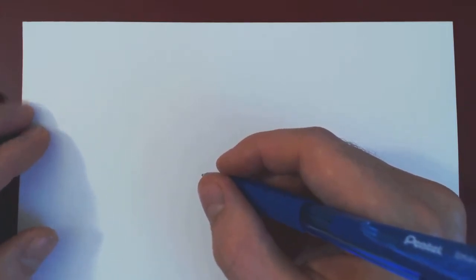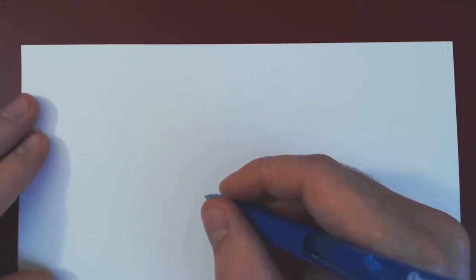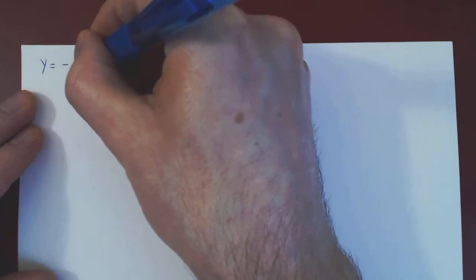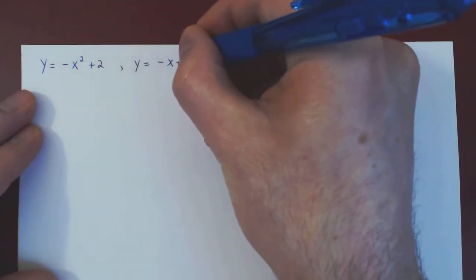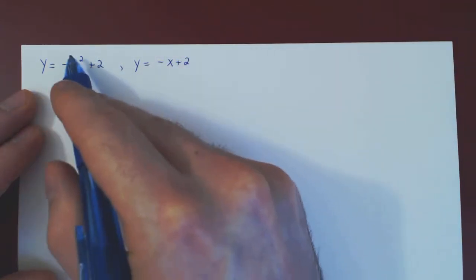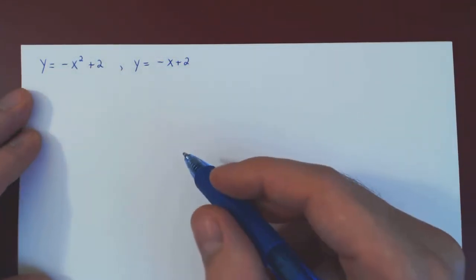Okay, so let us first consider the region in the xy plane bounded by the following two curves. We'll take first y equals negative x squared plus 2. Second, y equals negative x plus 2. So we have an inverted parabola and a line of negative slope.